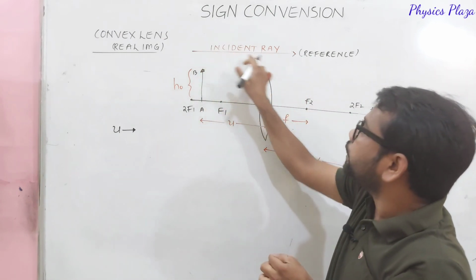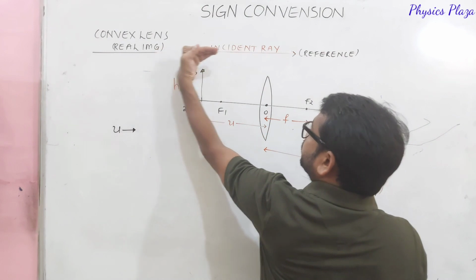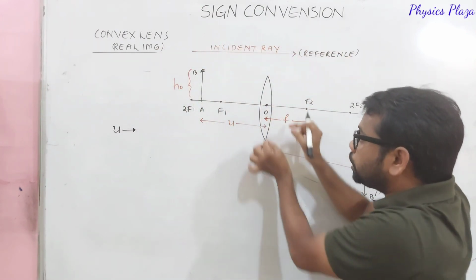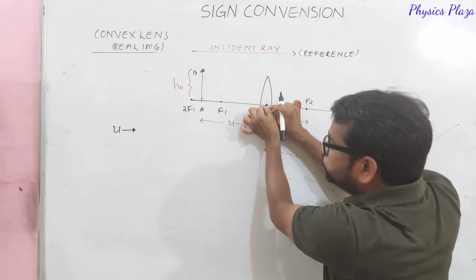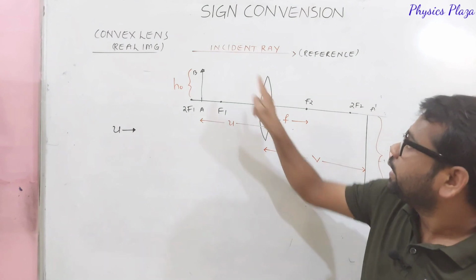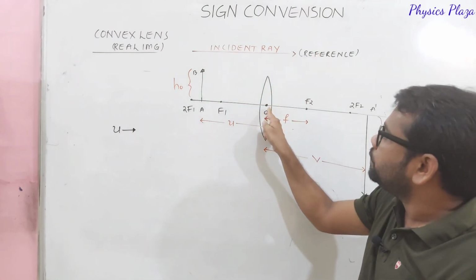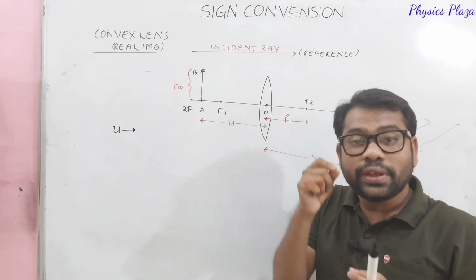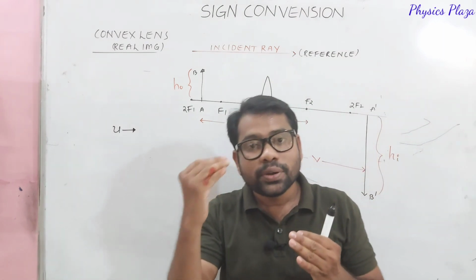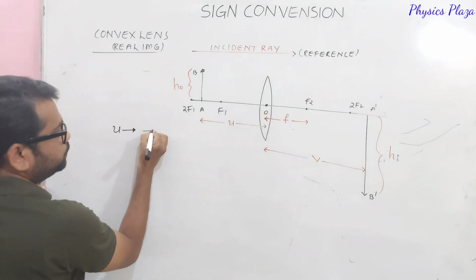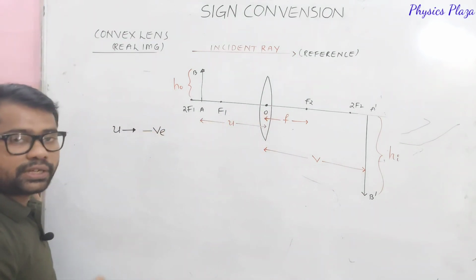But what about the incident ray? How is it going? It is going like this, to the right side. But to measure the object distance, we have to start from the optic center and move towards the object, that is, we are going to the left side. So look at here. The incident ray is going right side, but we are moving left side to measure the object distance. So we are measuring the distance in the opposite direction to the incident ray. That's why here U is taken as negative.